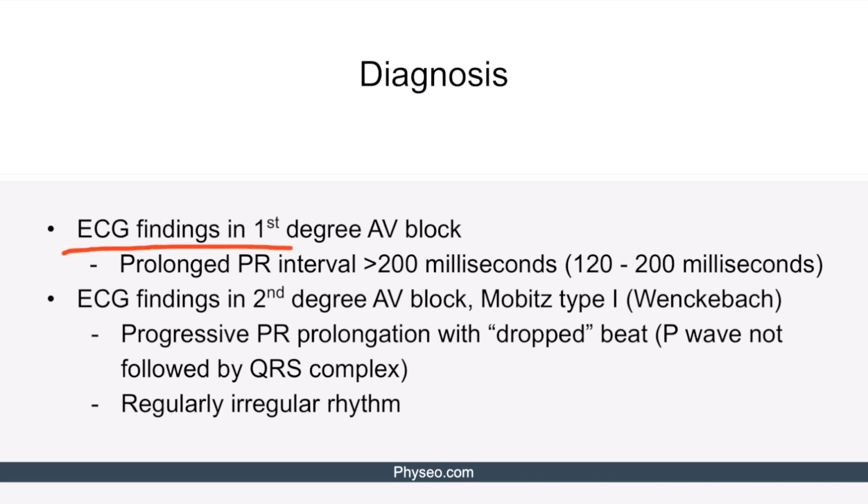Characteristic ECG finding in first-degree AV block is prolonged PR interval. Normally, PR interval should be anywhere from 120 to 200 milliseconds. In first-degree AV block, PR interval is more than 200 milliseconds.